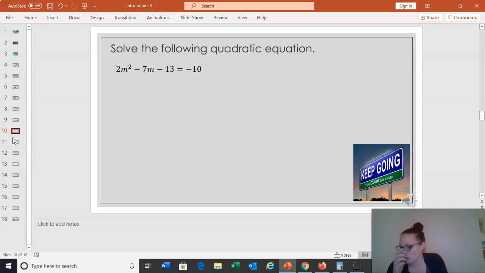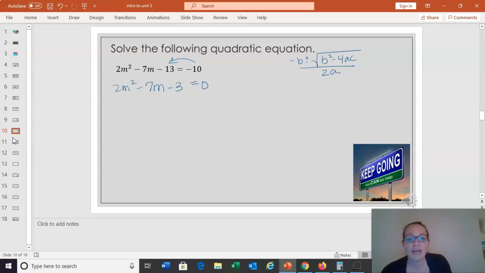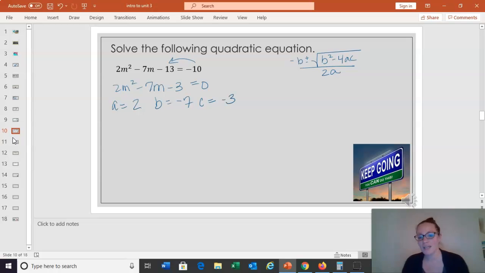And you guys have it in your notes, but I'm just going to write it here, all over 2a. Okay, so step 1 is still to get everything on the same side. So we have 2m squared minus 7m minus 3 equals 0. And then I like to list out my coefficients, if you will. So A is the coefficient of the leading term here, so that's 2. B is the coefficient of the second term, and C is the constant, -3. It just goes in order alphabetically, A, B, C.